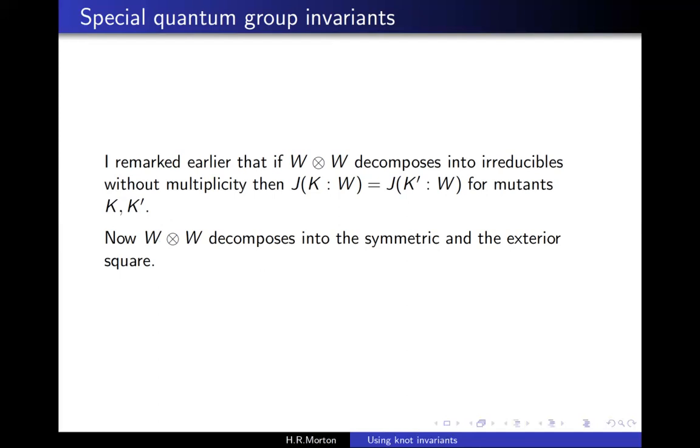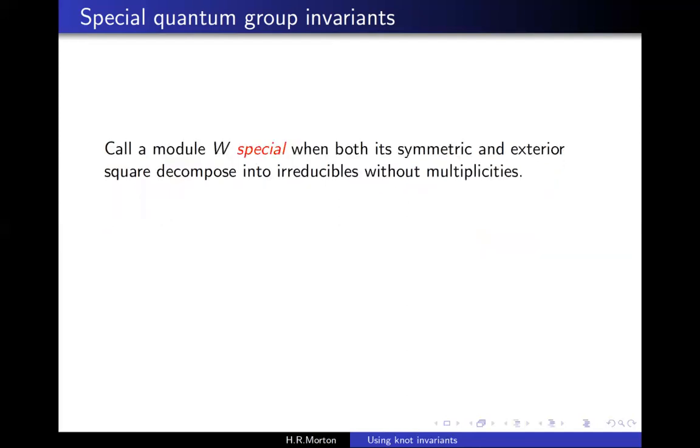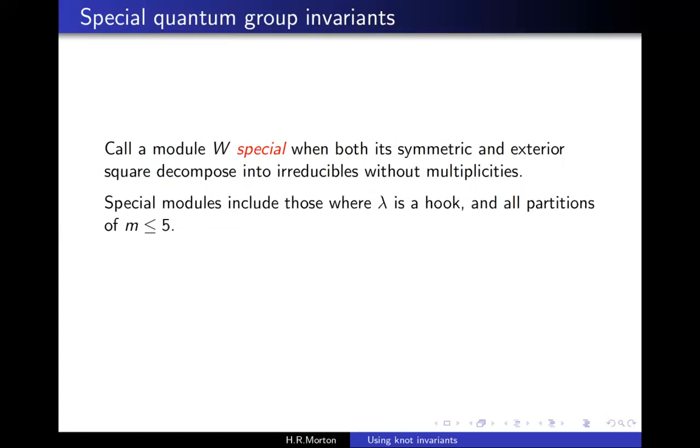So you might look at modules that decompose this way. And just for the purposes of this talk, I'm going to call such a module special, because there turned out to be a nice result about special modules. They include, by the way, all partitions of M up to M less than or equal to 5. The other stronger condition only went up to M equal to 2.